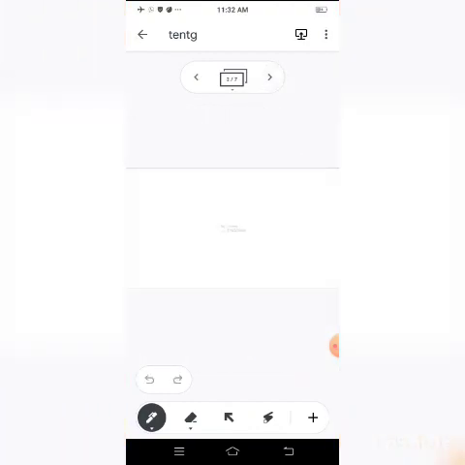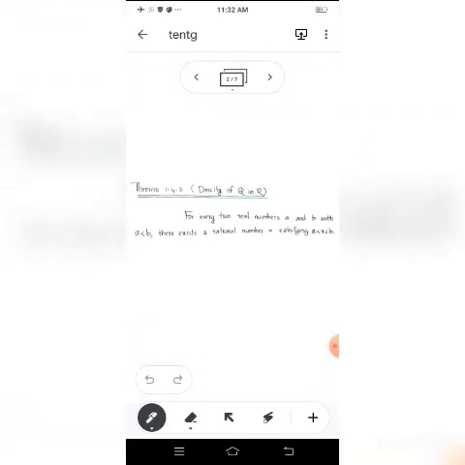So the statement is as follows. Theorem: density of Q. Q is the set of rational numbers in the real numbers. For every two real numbers a and b with a less than b, there exists a rational number r satisfying a less than r less than b. So we have to find a rational number r between a and b.